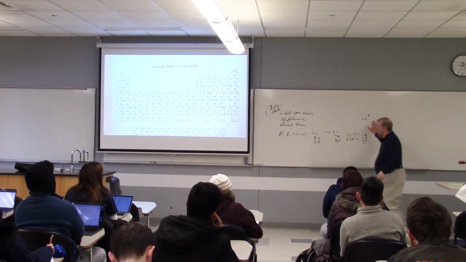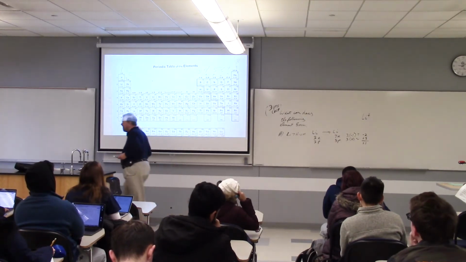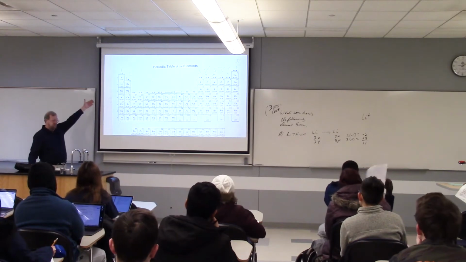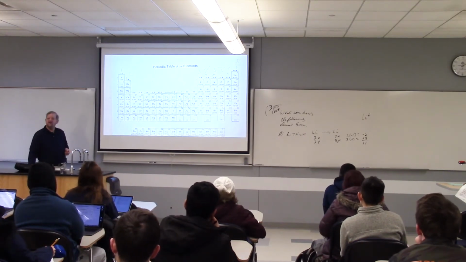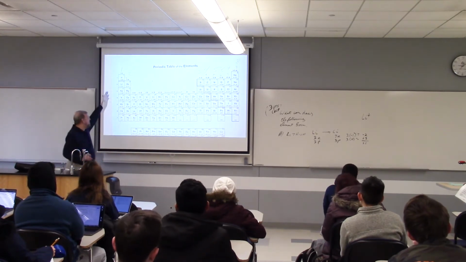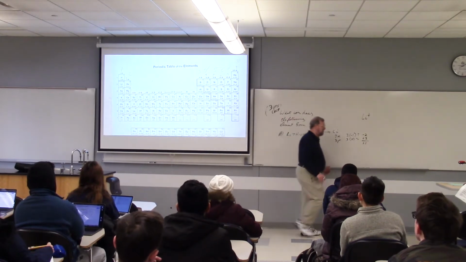Remember, once you know one member of a family or column, you know them all. If I ask real quick, what ion does sodium form? +1. What ion does potassium form? +1. Once you know one member in the column or family, you know them all.